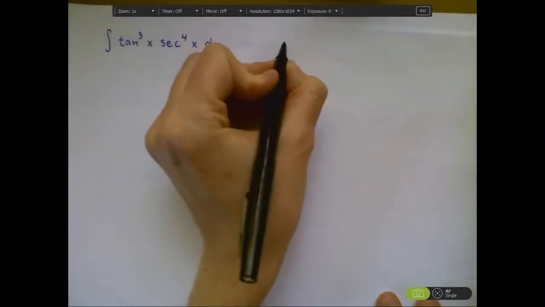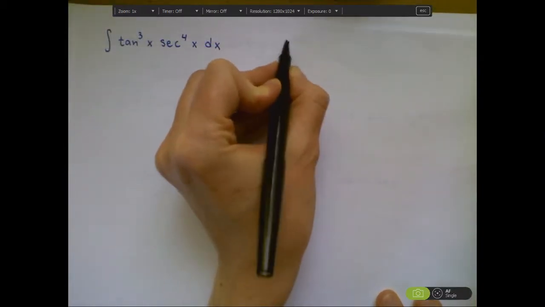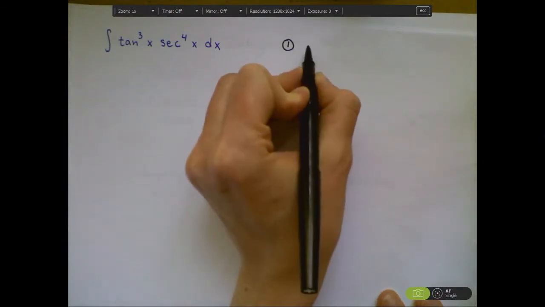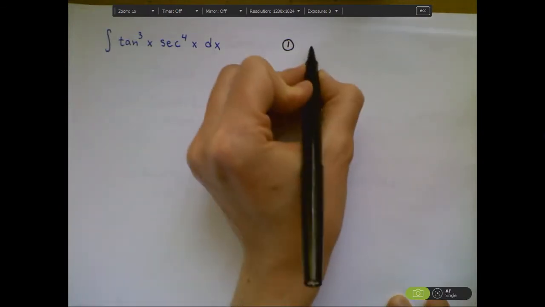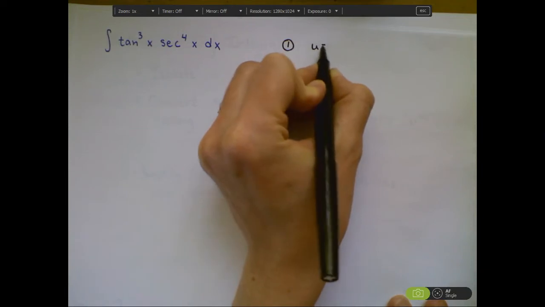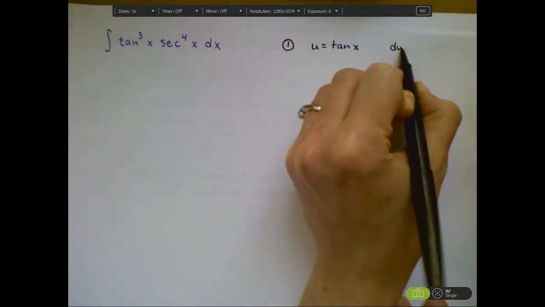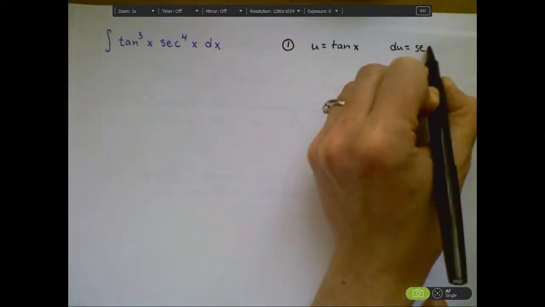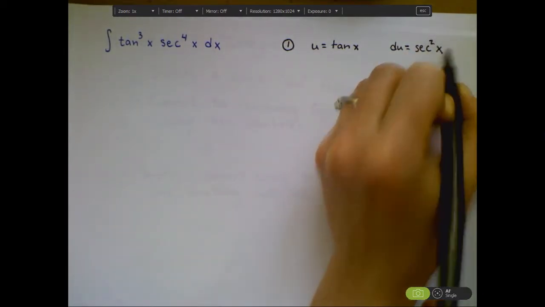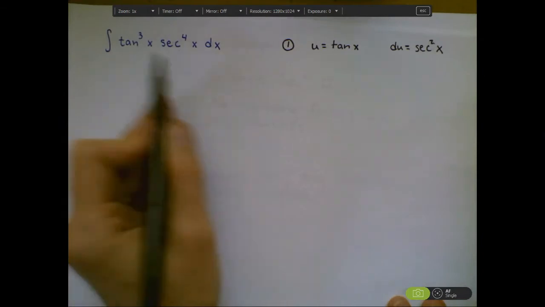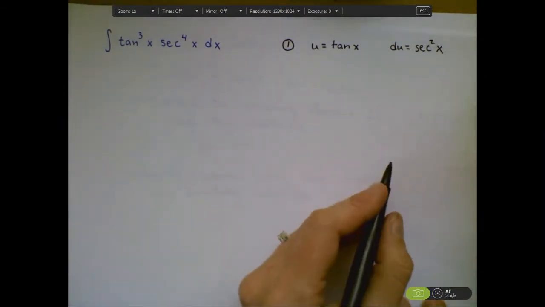So the first fact that I want to remind us of is the derivative of tangent is secant squared. So if I were to set u equal to tangent of x, then I would know that my du would have to be equal to secant squared x. So I see some tangents and some secants. That's one thing that I might keep in mind.